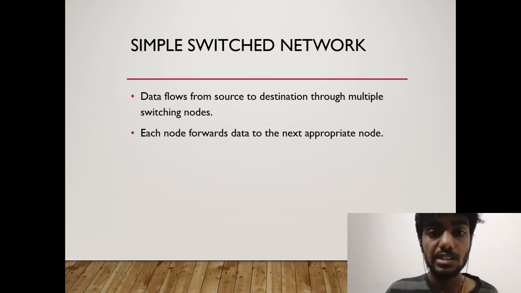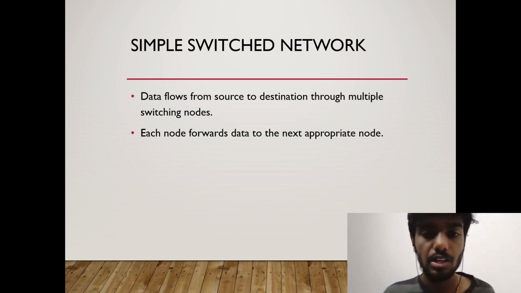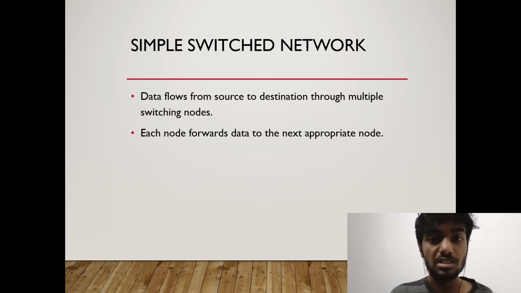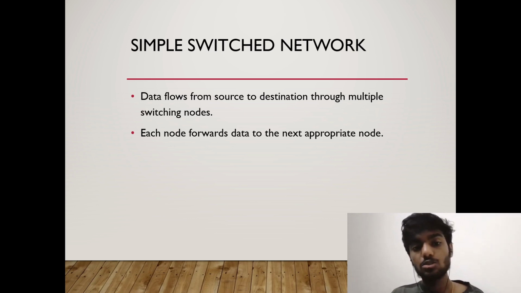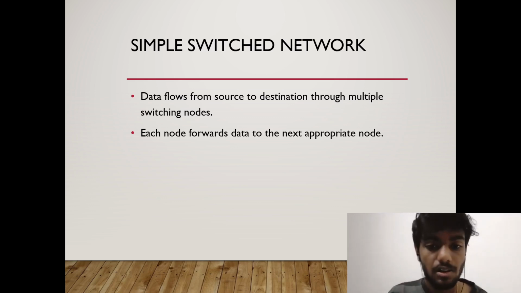In simple switched networks, data flows from the source to the destination through multiple switches. The explanation for this is that data flows from one station and passes through various nodes and finally reaches the destination station. Each node decides the next path for the data, as the data is transferred from one node to another.